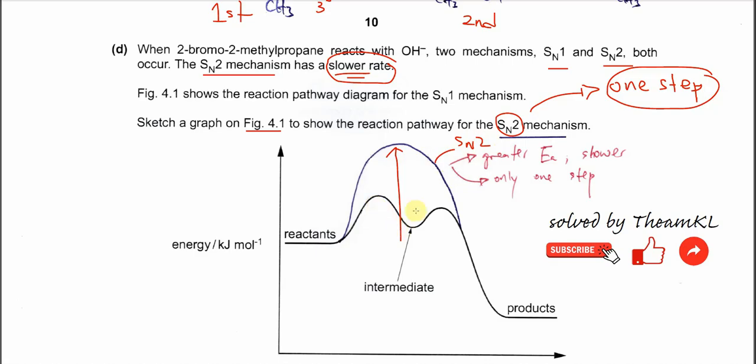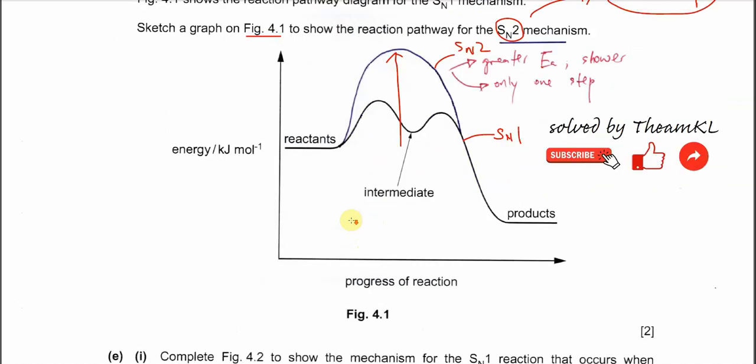And the one with two peaks here is the SN1 mechanism. Right, so you must draw one peak with higher EA compared to these two peaks. That's how you draw this figure, figure 4.1.